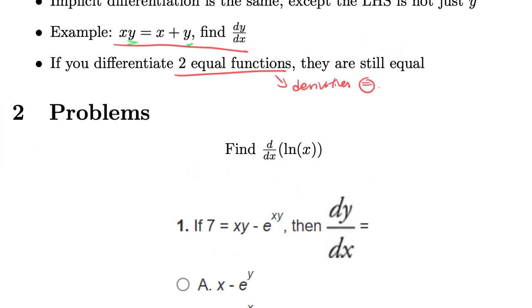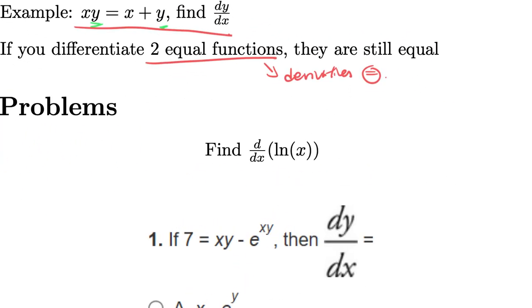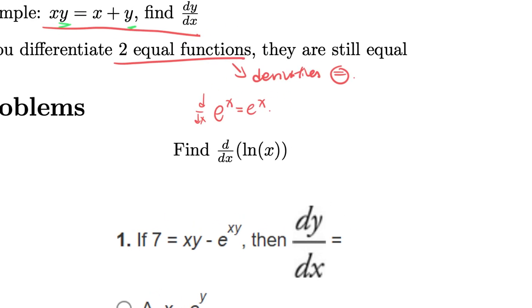Okay. So here we want d over dx of ln of x. Recall how we said we're going to save ln x for later. So here we're first going to take for granted that the derivative of e to the x is equal to e to the x. All right, we're still going to take this for granted. And we want to find ln x.